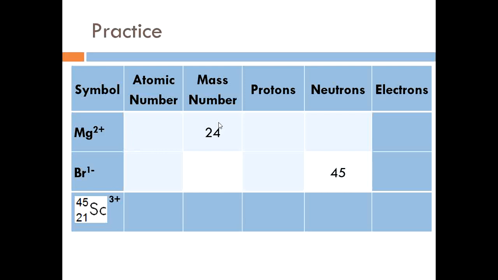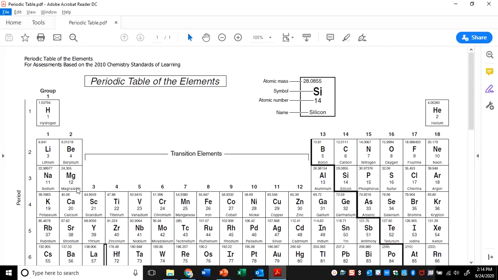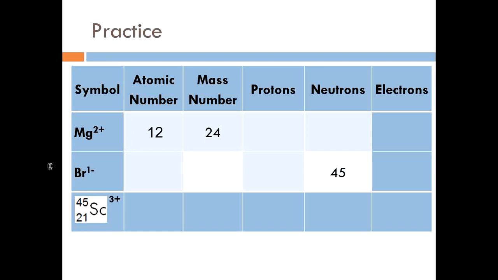So let's find magnesium on our periodic table. Magnesium is number 12. Its atomic number is 12. If we know the atomic number, then we know the number of protons, which is 12. The mass number is given, so neutrons is mass number minus protons, so that's 12. And how many electrons? Don't say 12. Look at the symbol. It says 2 plus. What does a plus mean? It means that it lost. How many electrons did it lose? It lost 2. So instead of having 12 electrons, which a neutral atom normally would, it actually has 10 because of that symbol 2 plus.